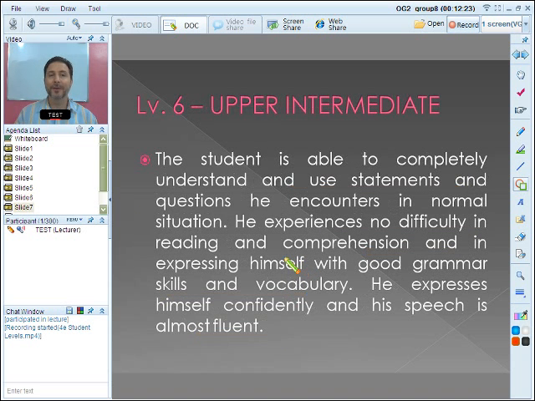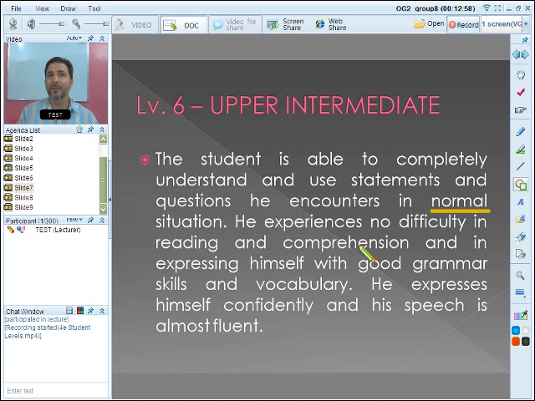And let's move on to upper intermediate. This one is certainly someone who you can converse with. The upper intermediate level is just a step below the advanced level. And so this person is able to completely understand and use statements and questions in a normal situation. Okay? A normal situation is a setting or a situation that is common among people.